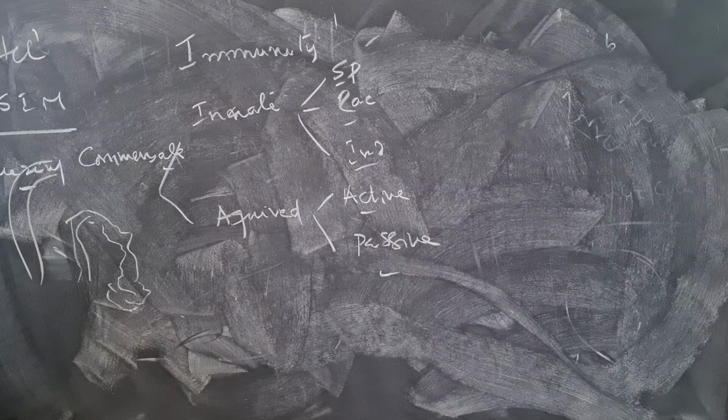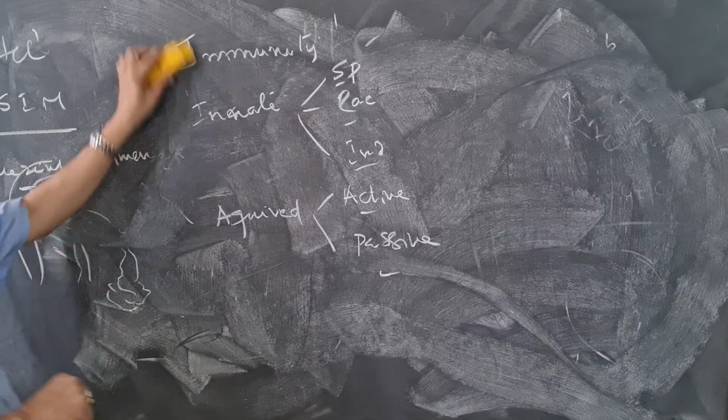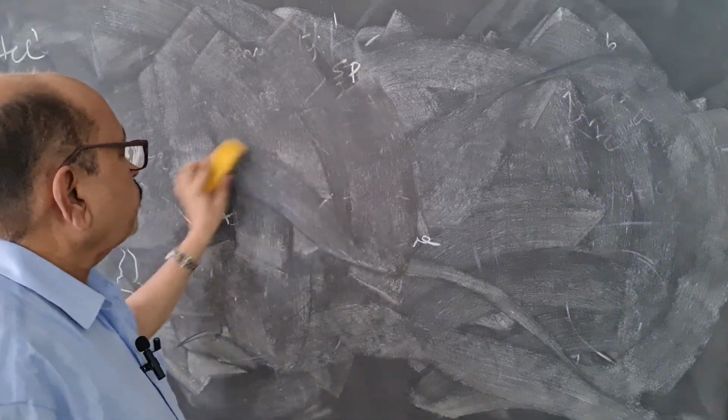And now there are antibacterial substances present in the blood. What are the antibacterial substances that are present in the blood? Number one, the most important antibacterial substance present is complement. Complement is a non-specific protein, which gets activated by specific antigen antibody reaction.